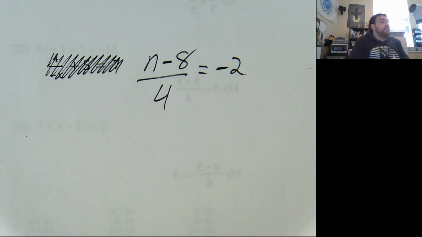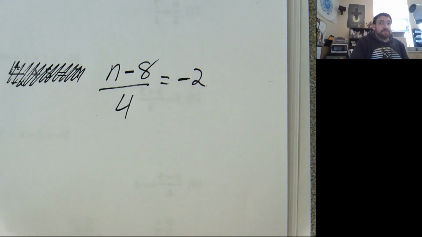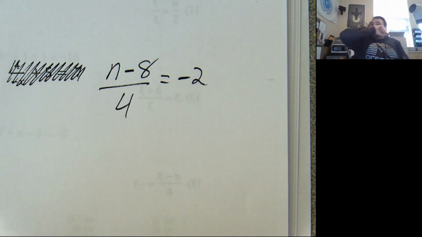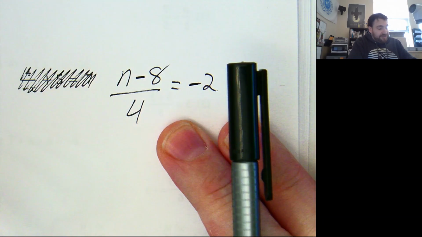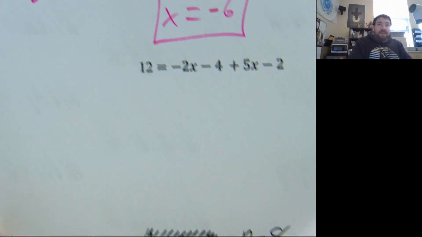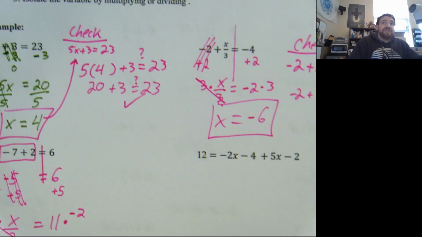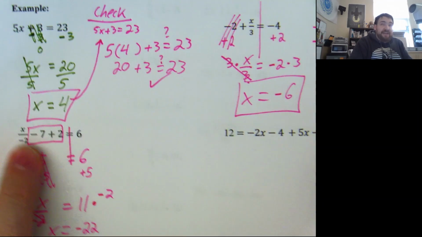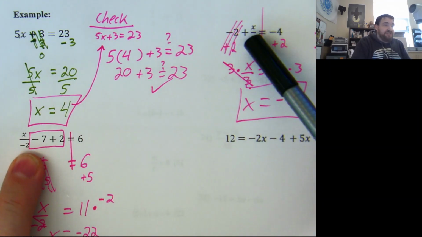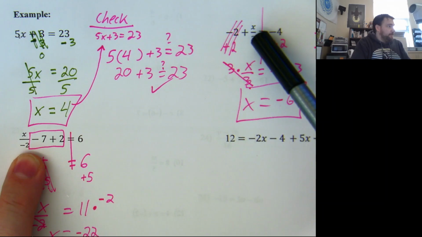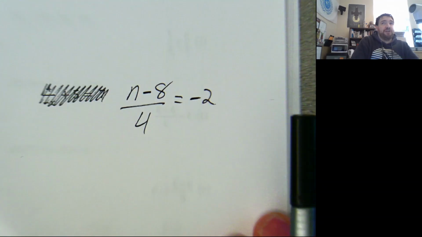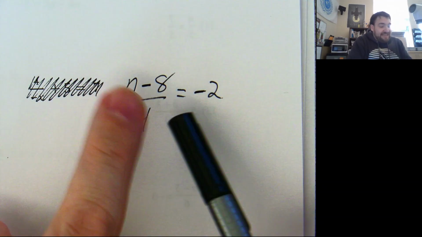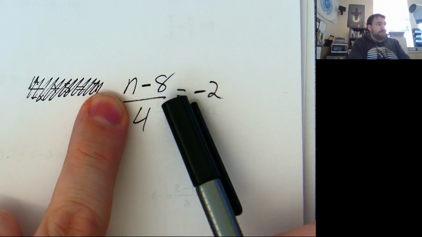Okay, so the difference with this one compared to the ones that came prior is that in the previous questions, when I had fractions in there, I only had the x in the numerator. With this question, I've got a whole expression in the numerator. This is how the thing will be written.